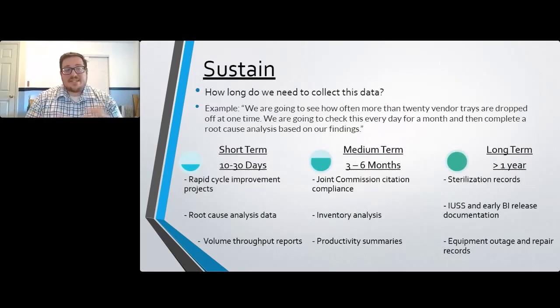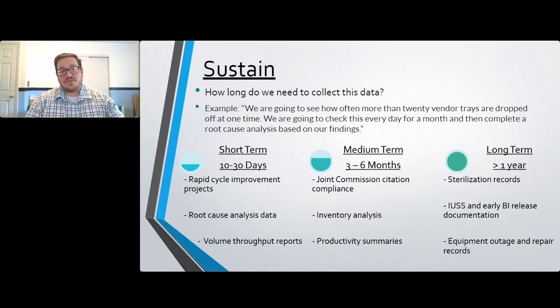The last S is to sustain. And that's a question of how long we need to collect this data. One example of how you can write this into your map is, we're going to see how often more than 20 vendor trays are dropped off at one time. We're going to check this every day for a month and then complete a root cause analysis based on our findings. So even before you start collecting the data, you know how long you're going to do it for, you know what the purpose of it is, and you know when the stopping point is.